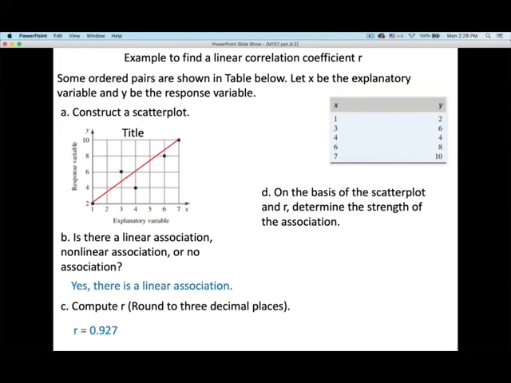Okay, D. On the basis of the scatterplot and R, determine the strength of the association. So when R equal to 0.927, do we consider this to be perfect, strong, weak, or even no linear correlation? That is a strong linear correlation, right? Because 0.9 is really close to positive one. And also, we could see the direction here, the slope is increasing. So we know this is a positive, strong linear correlation.